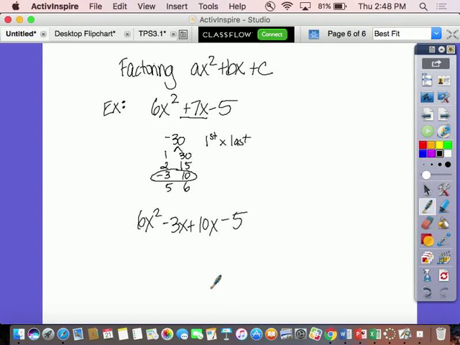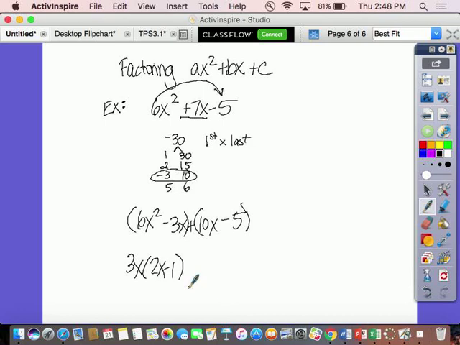See how simple that was? We're just combining everything we've done today. So, the trick is multiply the first times the last to get negative 30. Find the factors that add up to the middle, and rewrite the middle term using those numbers. And then do grouping. So, I'm going to group the GCF of 6x squared and 3x, which is 3x. And that leaves me with 2x minus 1.